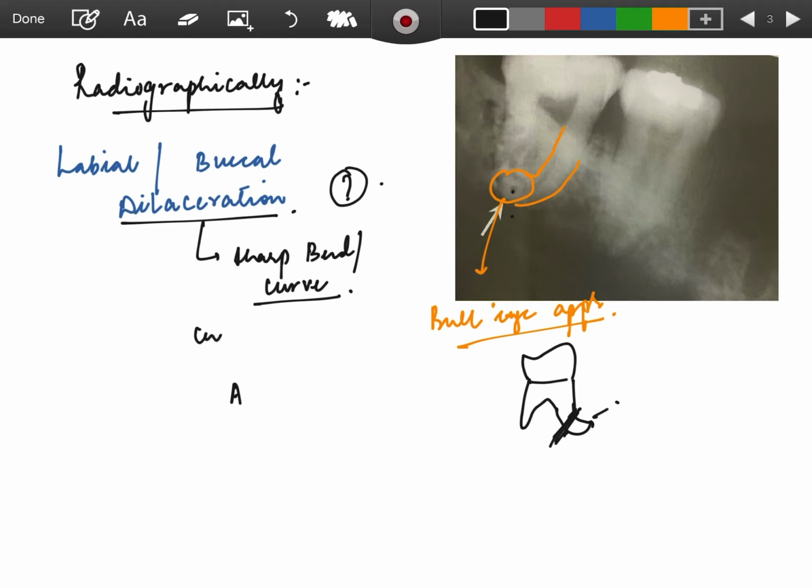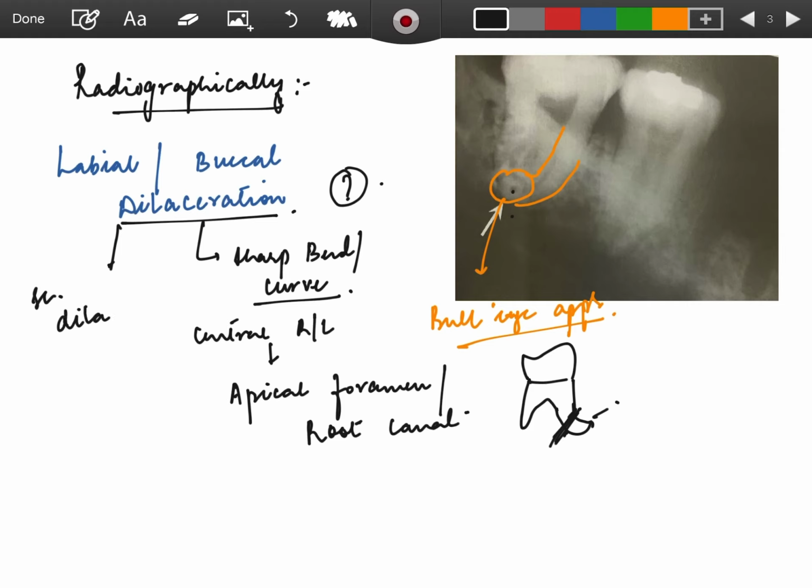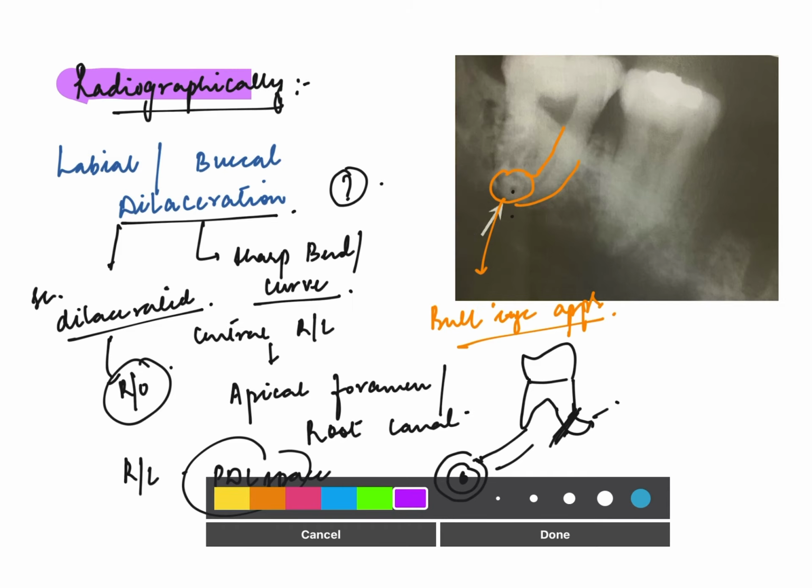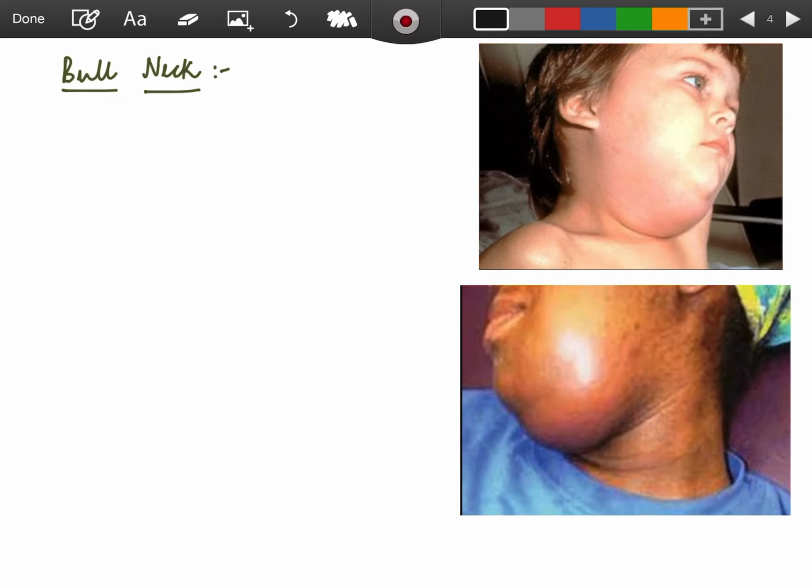So why does it give the appearance of bullseye? Because there is a central radiolucency, as you can see here. It is of the apical foramen and the root canal. So pulp is radiolucent. Surrounding that there is a radio-opacity of the tooth, that is of the dilacerated part of the tooth. Surrounding this dilacerated part there is a radiolucency again, that is of the PDL space. So it forms the target lesion or the bullseye like appearance. So radiographically bullseye like appearance is seen in the labial or buccal dilaceration.